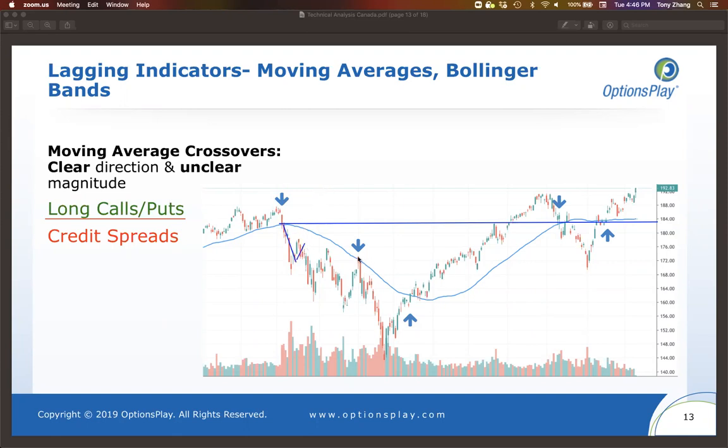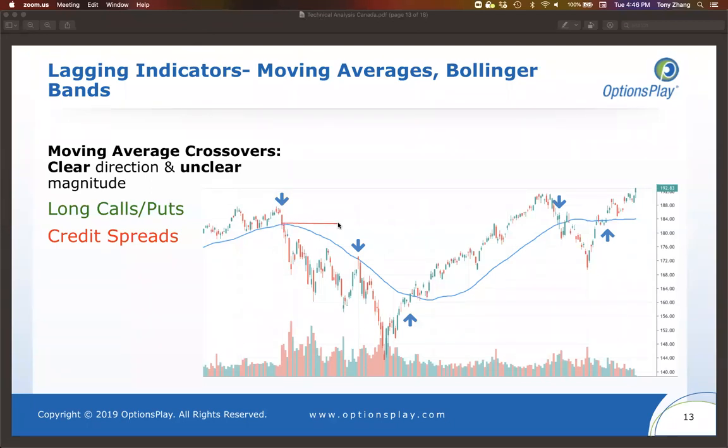Same thing here. When the stock crosses below its moving average again, I can sell another credit spread around 173, 174. And then when the stock crosses above its moving average, now I want to start selling put credit spreads. So as long as the stock doesn't go below this moving average, I can make money. And you can do this over and over again. So this is really where you can use these types of moving average crossovers to constantly generate income.